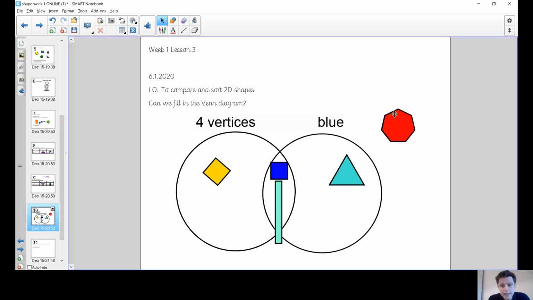Finally, we've got this shape here with 1, 2, 3, 4, 5, 6, 7 sides. Can you remember what a shape with 7 sides is called? It's a heptagon. Now, the heptagon isn't blue, and it doesn't have 4 vertices, so it can't go in our Venn diagram. We're going to leave that out to the side there.